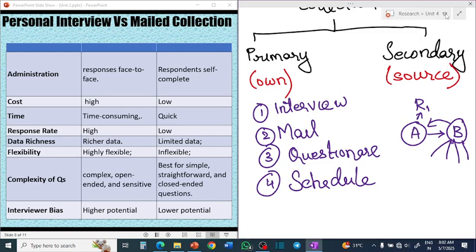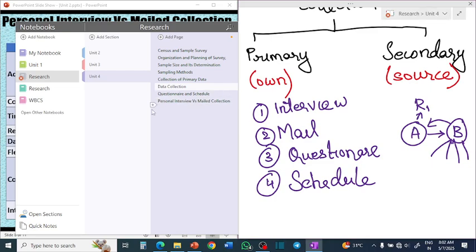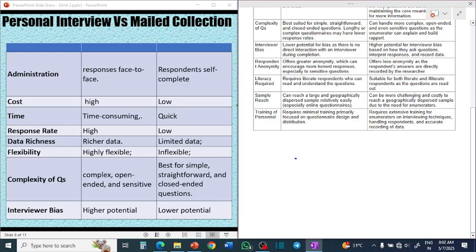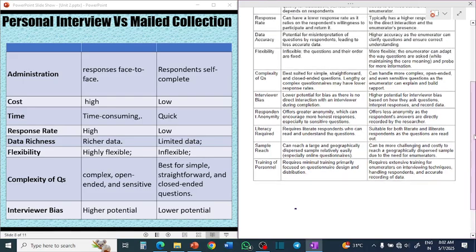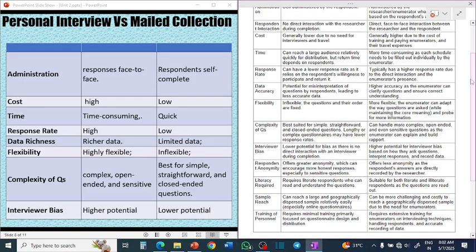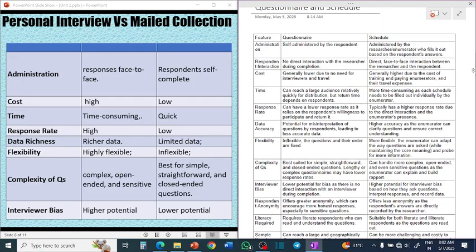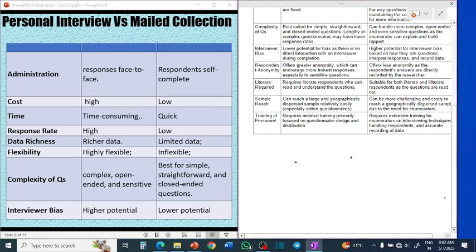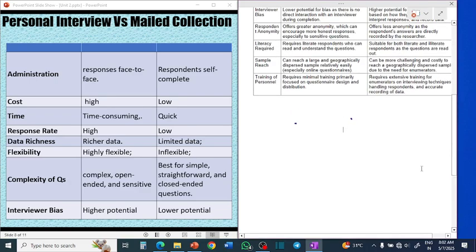For easier understanding, I have listed down the points in table form, which will be easier for us to understand.